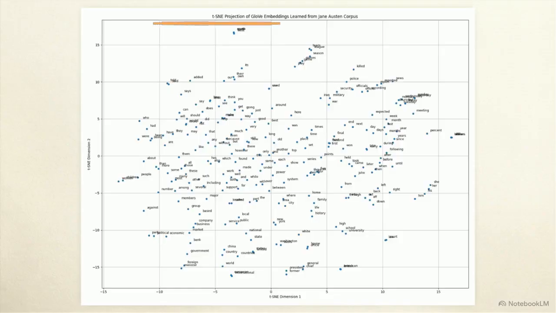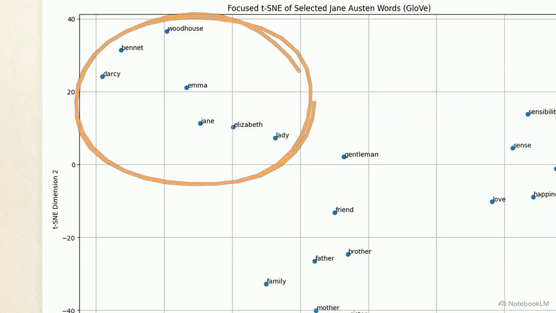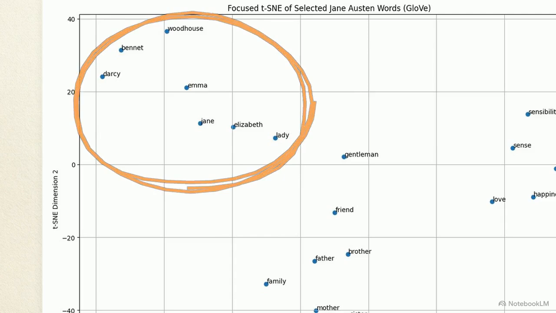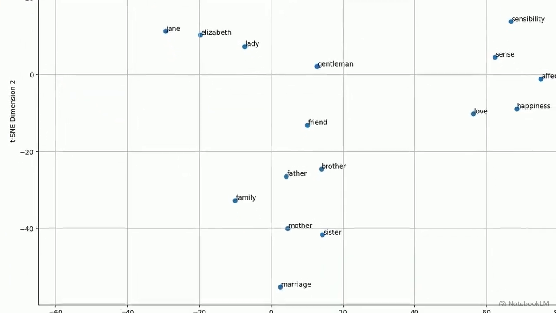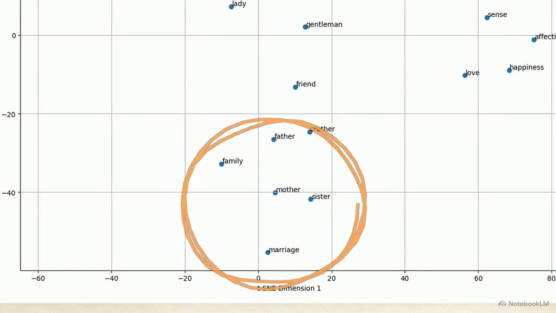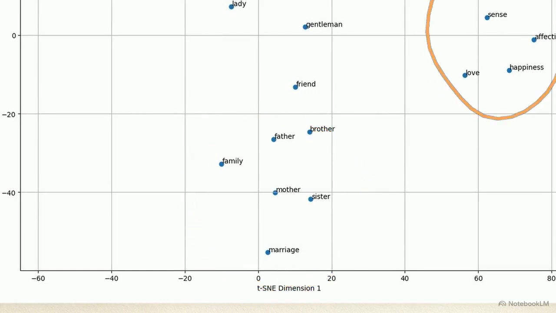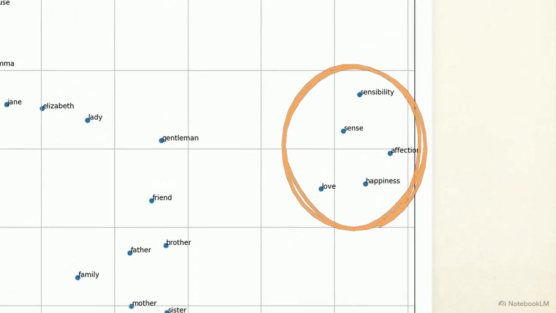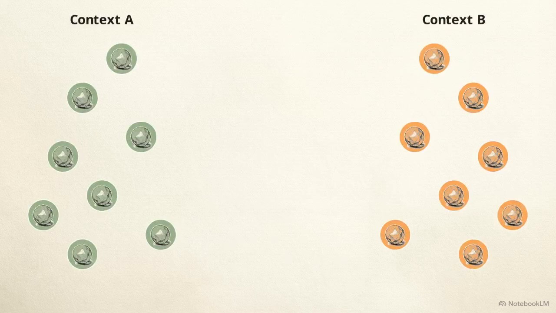This is the resulting map of Jane Austen's language. The words have organized themselves based entirely on how often they appear together in the text. Zooming in, character names like Elizabeth, Darcy, Jane, and Emma have naturally gravitated together. In another section, family roles like mother, father, and brother form a tight cluster. Over on the right, concepts like sense, sensibility, love, and happiness share a distinct region. Words that share contexts naturally converge.